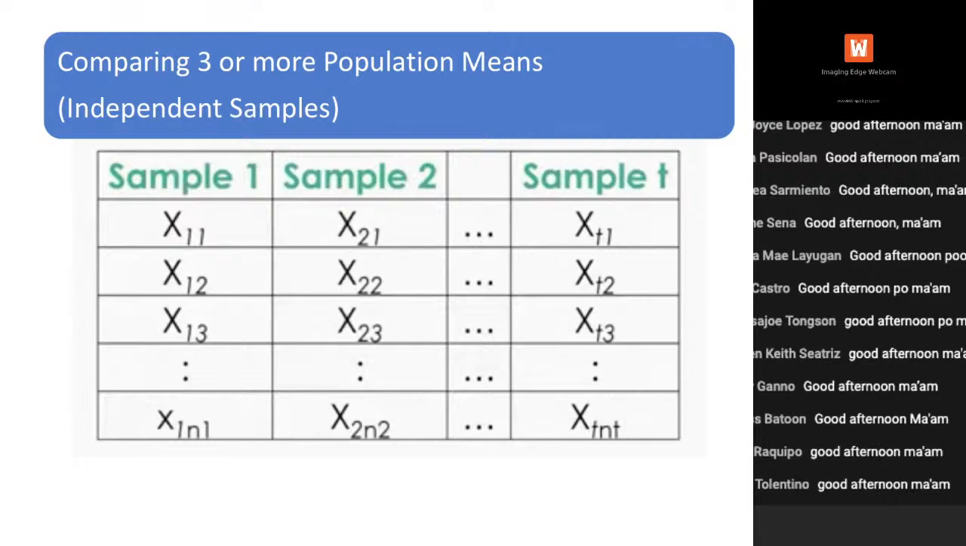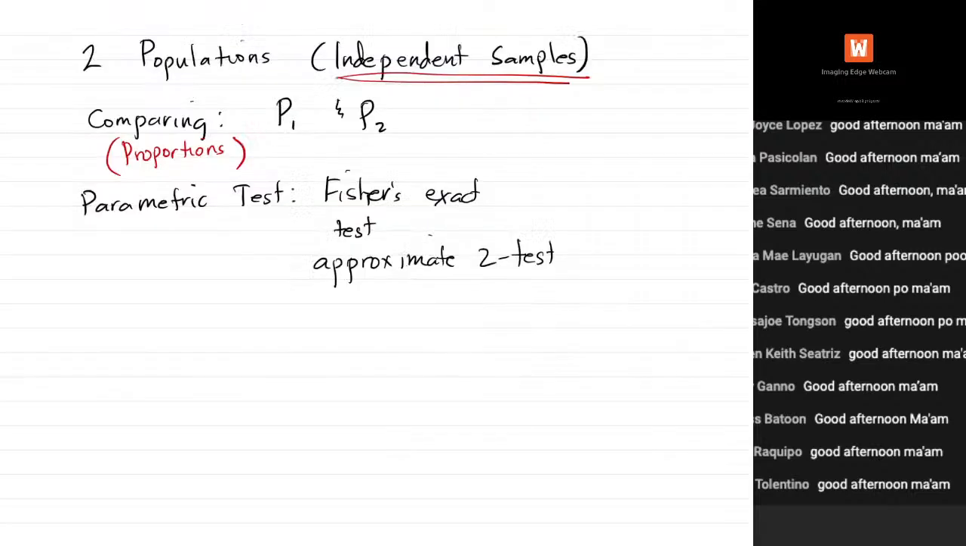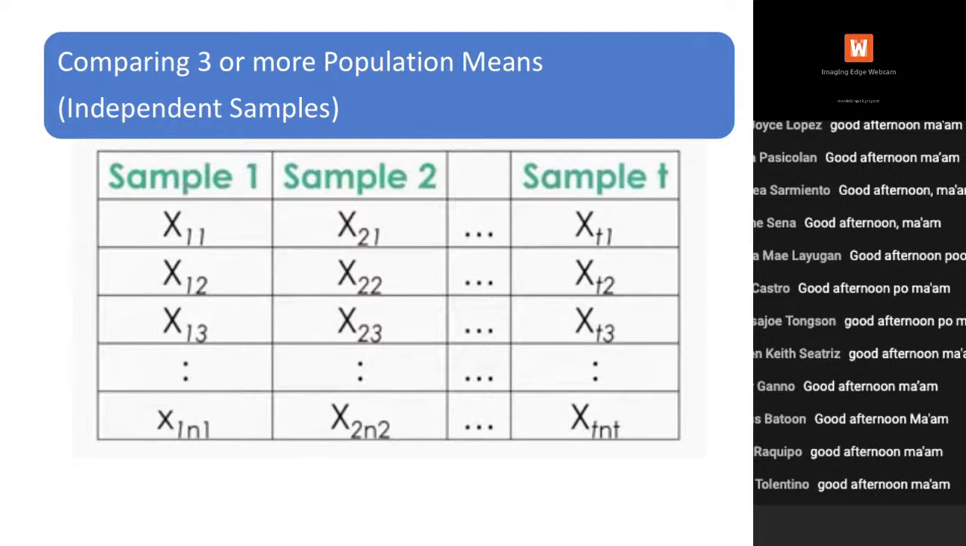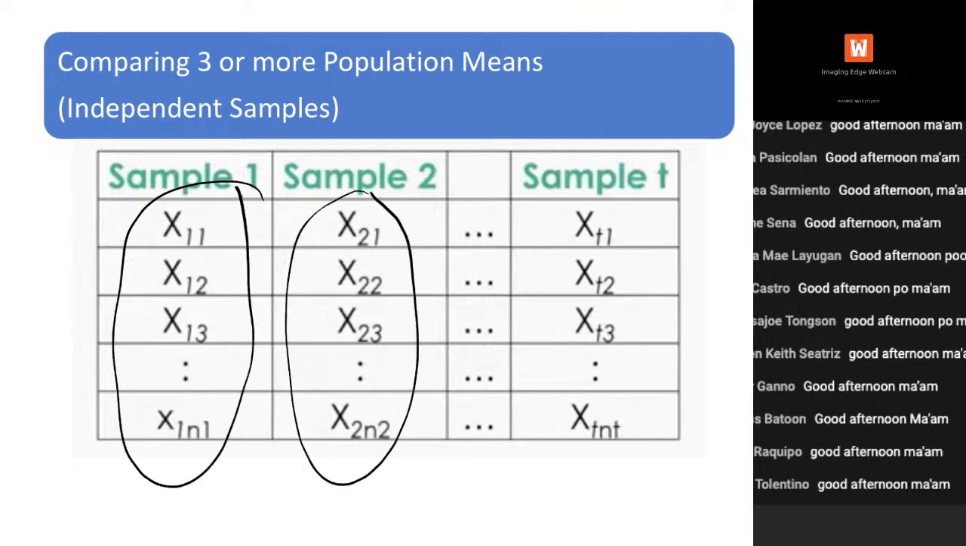Last for this afternoon, three or more populations or groups. This is the one very familiar to you, ANOVA, analysis of variance. So, comparing three or more population means where the samples are independent. Your data would look like this: these are from sample 1, these are from sample 2, and these are from sample T, if there are T samples or T groups.